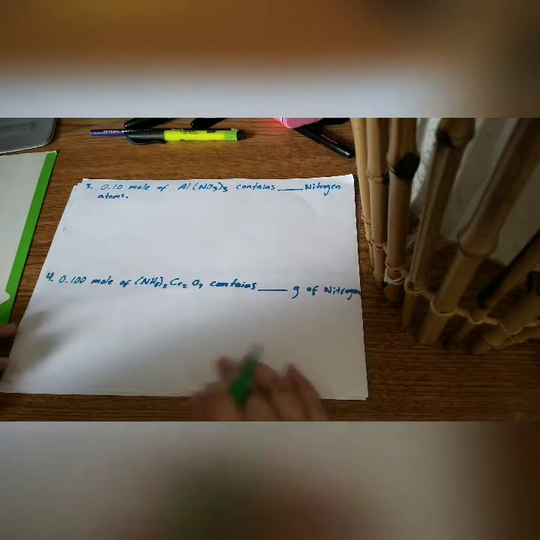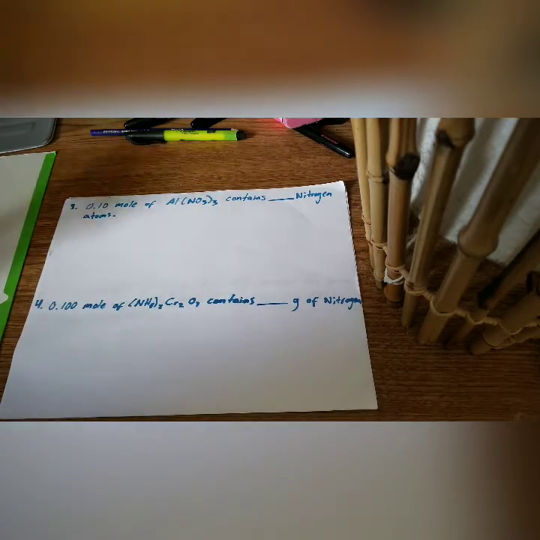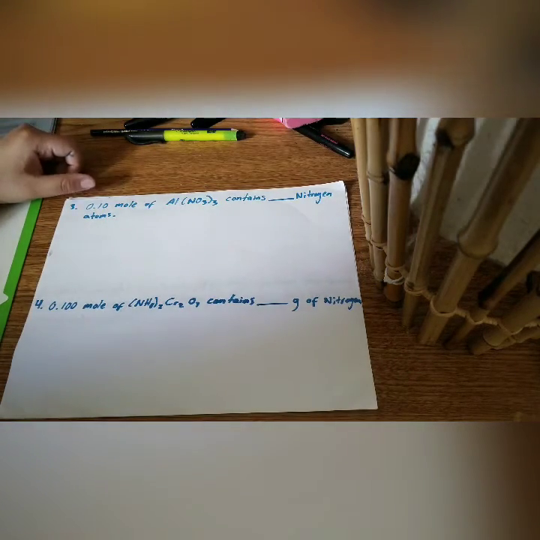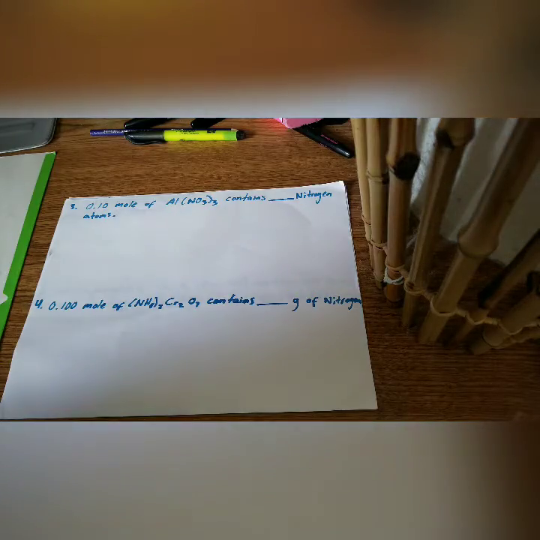So in this video, I'm going to go over problems 3 through 10 from your worksheet. Problem number 3 says you have 0.10 moles of aluminum nitrate. This compound contains how many nitrogen atoms?